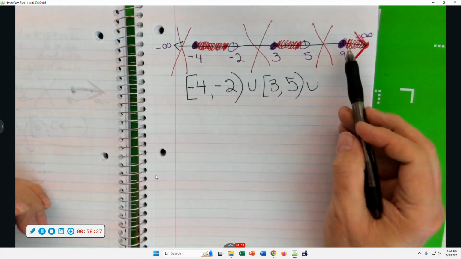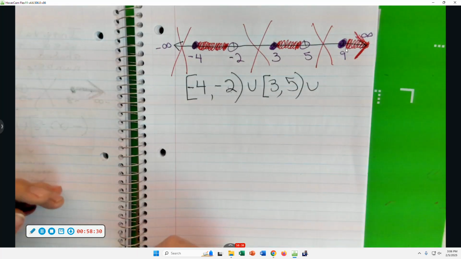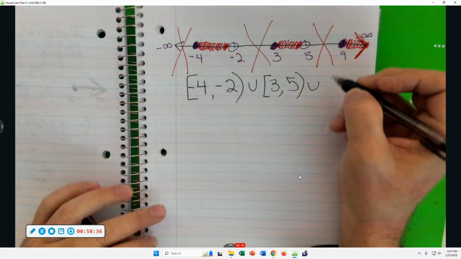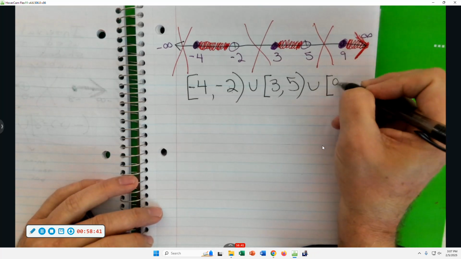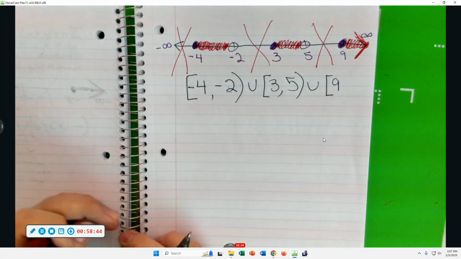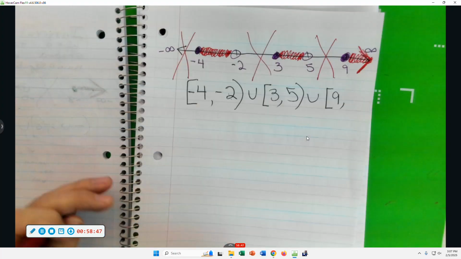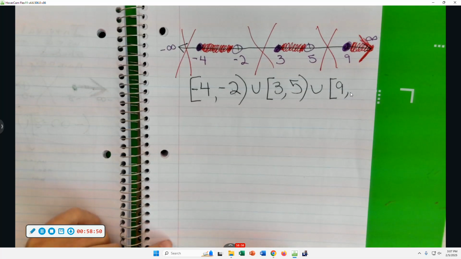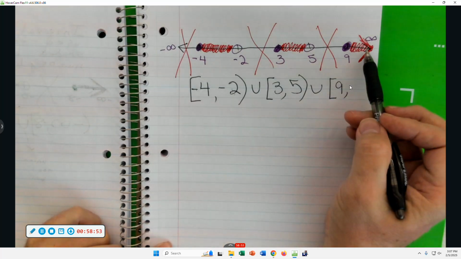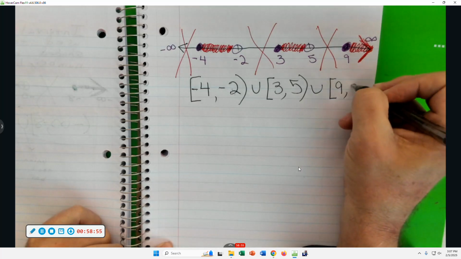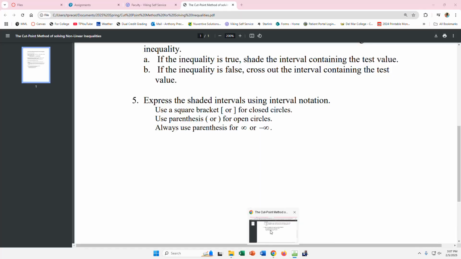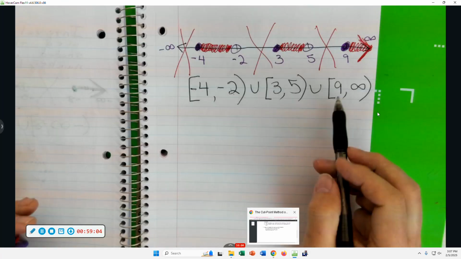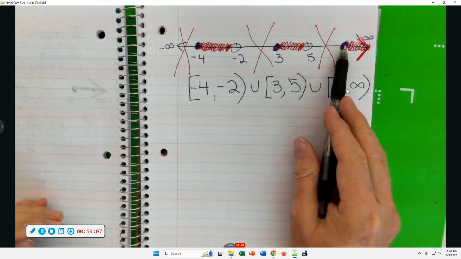Now the last interval. Call it out as if you were typing it in. What's the first thing that I need here? A bracket, because 9 is shaded. I have the interval 9. What do I have to type next? You have to put that comma and then the right-hand endpoint. It never stops, so to indicate that, we put our infinity. And what always goes after a positive infinity? A parenthesis.